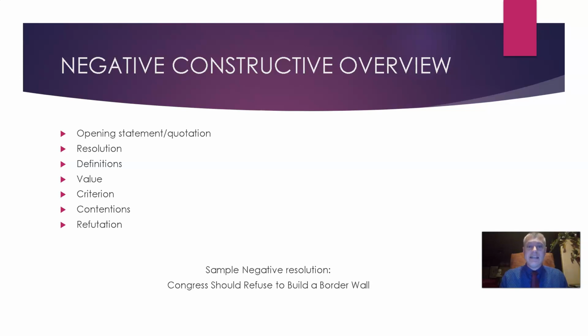Now, you're on negative in this case, which means that because the topic is Congress should refuse to build a border wall, the negative side is going to be arguing that the border wall should be built.